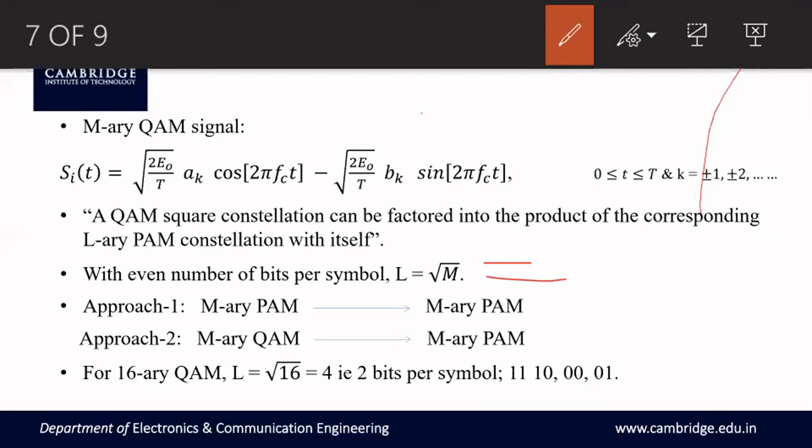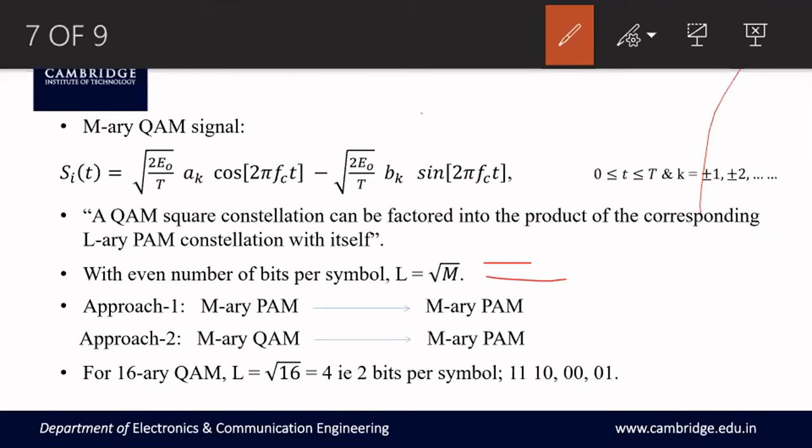This 2 is L, capital L. L is equal to 2 means what? Number of bits per symbol. That means to represent one symbol, how many bits do we need in binary? So the M equal to 4 system can also be implemented using binary. That means you express 4 symbols in terms of binary using L number of bits per symbol.